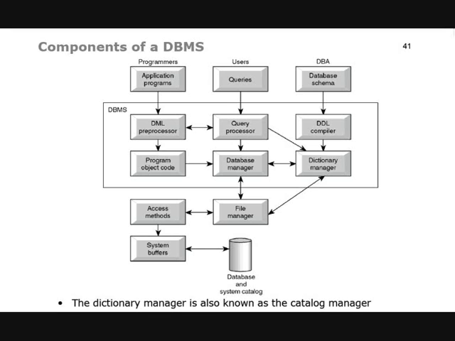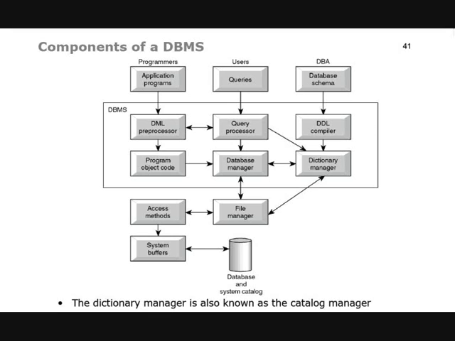So we have programmers which are interacting with the database via applications programs. We have users which are interacting with the database via queries. And we also possibly have the database administrator who is interacting with the database, looking at the database schema, making changes to it, etc. All of those accesses go via the DBMS to the database. Now, the database management system is going to request access to the data, but it will be the file manager via access methods that are set up in the operating system and access to the system buffers that will manage the access to the data. But all of this access is going to be controlled by the DBMS.